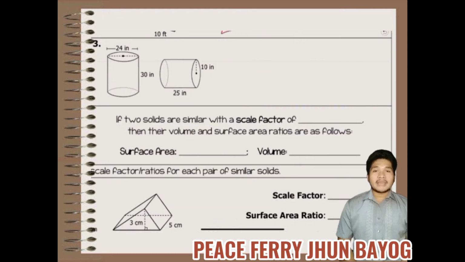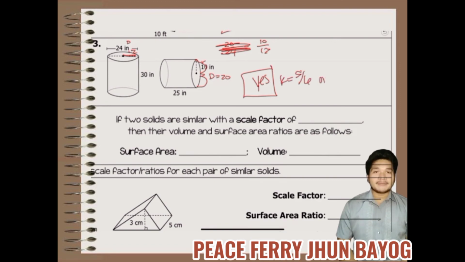Number 3, do the same thing, but I want to point out that this one has given you the diameter and this one has given you the radius. So when you're setting up the ratio, you can either do diameter to diameter, so 20 over 24, since this entire diameter equals 20, or you can do radius to radius and do half of that, 10 over 12. No matter what, it's going to give you that same simplified ratio. And yes, they are similar. The scale factor is equal to 5 over 6 or 5:6.